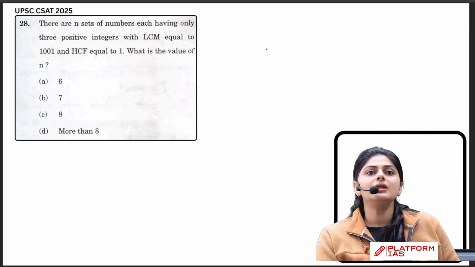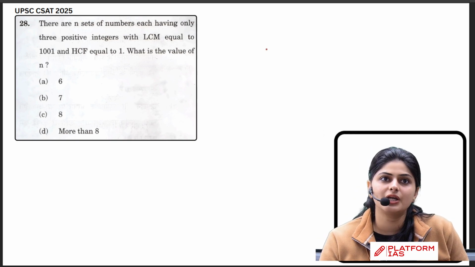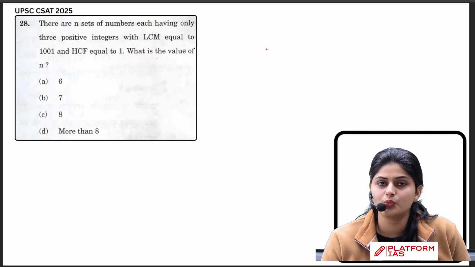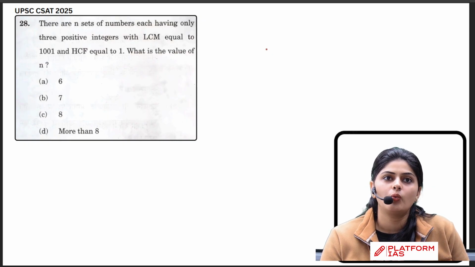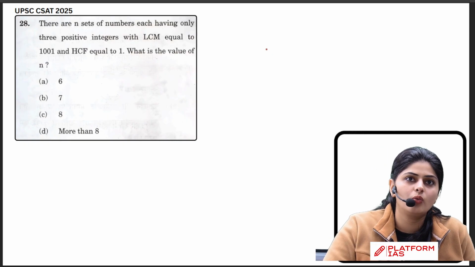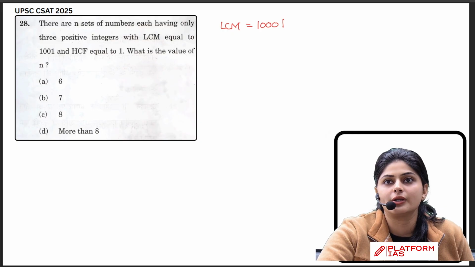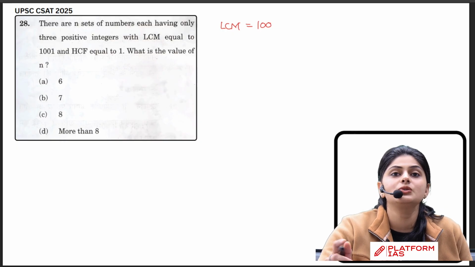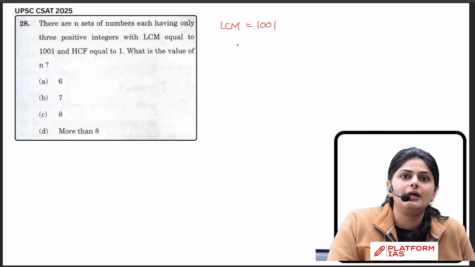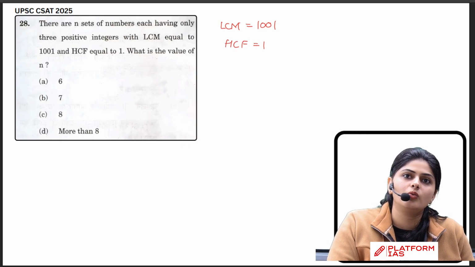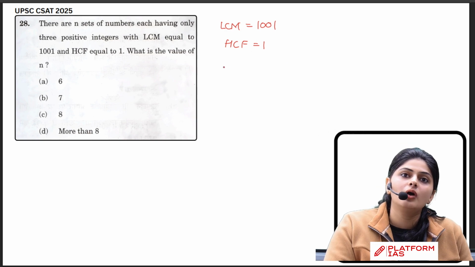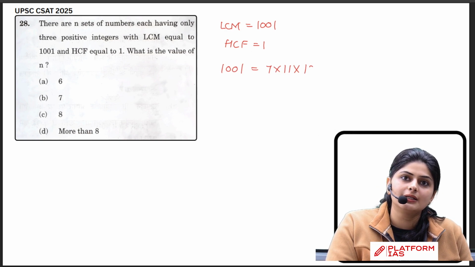Let's read the question. There are n sets of numbers, each having only 3 positive integers with LCM equal to 1001 and HCF equal to 1. Sorry, I'll erase it. It is 1001 and HCF is equal to 1. Fine. Now 1001 is the product of 7, 11 and 13.